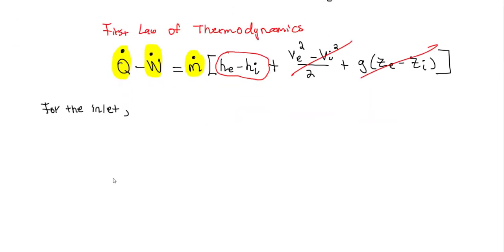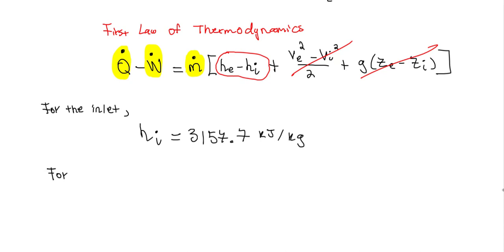So let's write that down. H sub I from the superheated tables is going to equal 3157.7 kilojoules per kilogram. So we have that. Now let's solve for the exit.